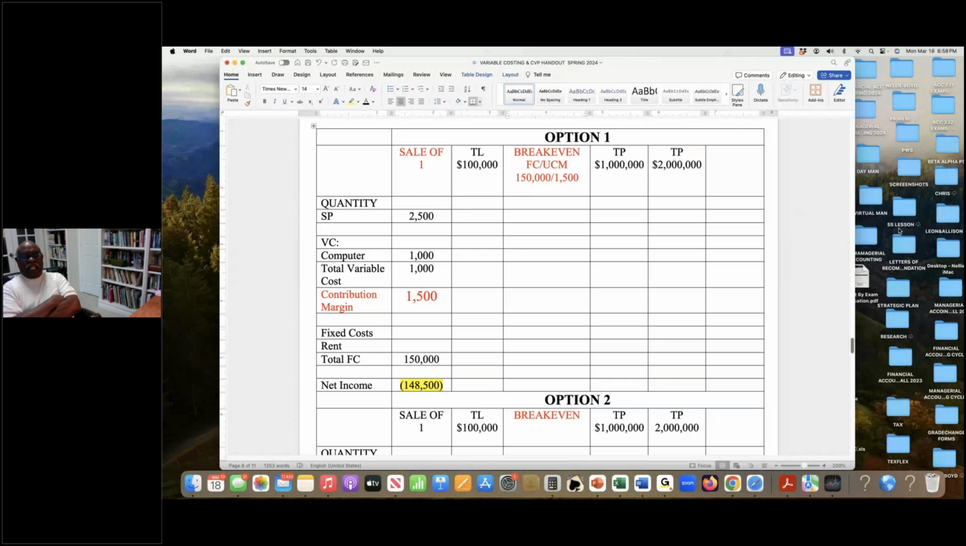Has the screen updated yet? Yes. Okay, so you see on the left side, with the sale of one, selling price 2,500, the cost of the computer was 1,000. So we calculate that unit contribution margin at 1,500. The fixed costs were 150. So my net income was a loss of 148,500. Are there any questions?